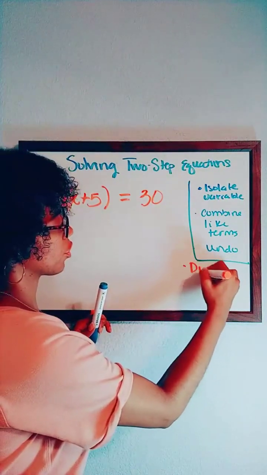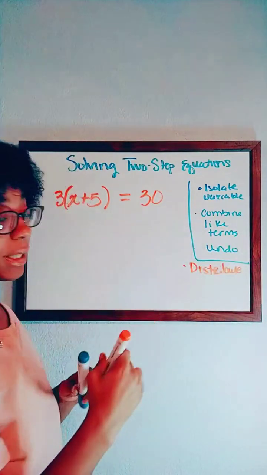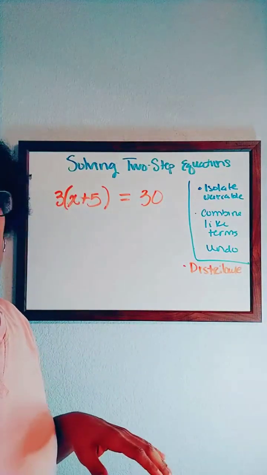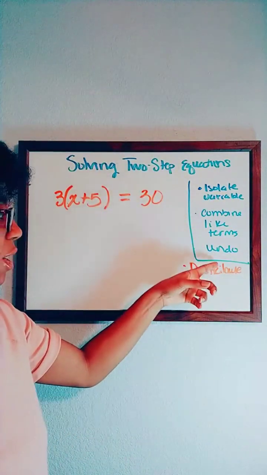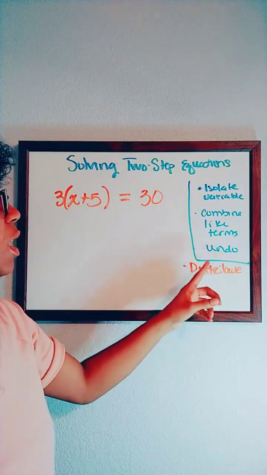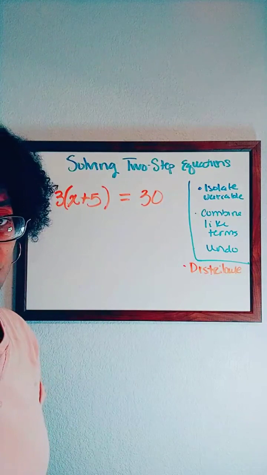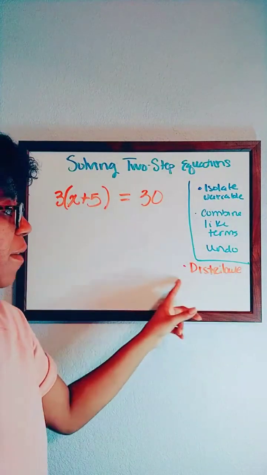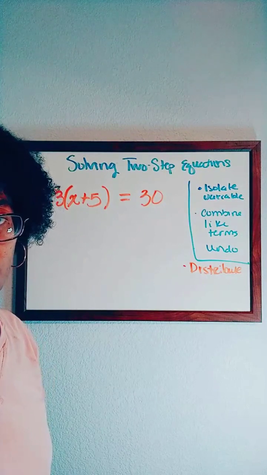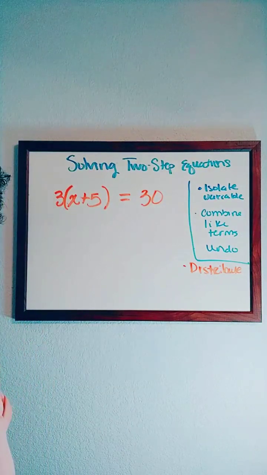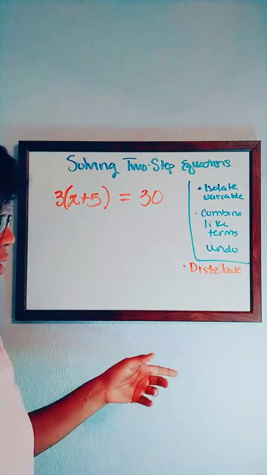So now you're going to distribute. And this will be the last thing we learn tonight. So we know that we have to isolate the variables still, combine like terms, undo anything that's been done. But if they have parentheses, the first thing we have to do is distribute. If I can't do any of those things and I have parentheses, then I have to use the distributive property.